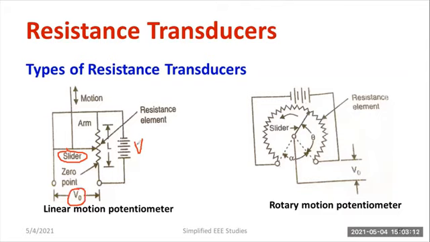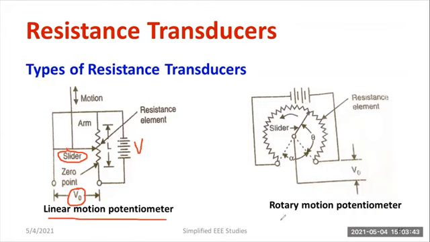Okay, so anyway, we are going to provide a constant input voltage at the resistive element, and there is a slider. That slider will be directly connected to a mechanical body. It will be under continuous linear motion, so we can measure displacement or distance, whatever it may be, in terms of the output voltage. The variation in the resistance leads to changes in the output voltage. So this is exactly what happens in the case of a linear motion potentiometer.